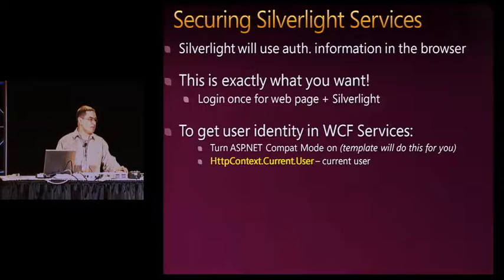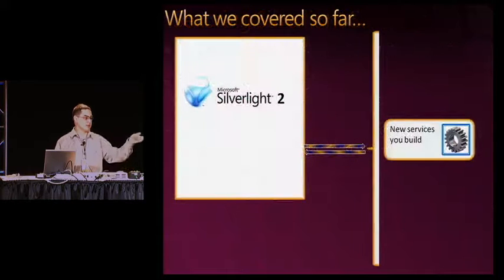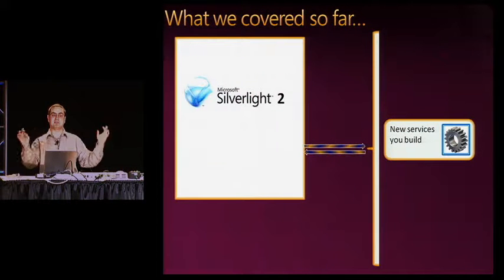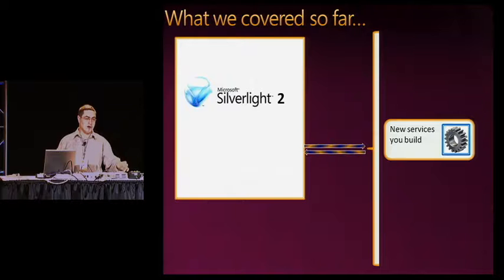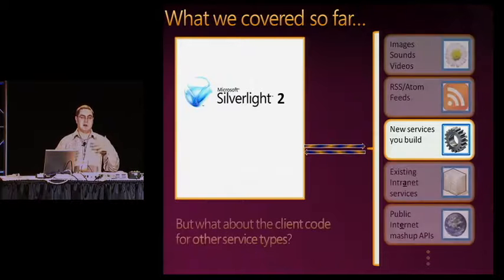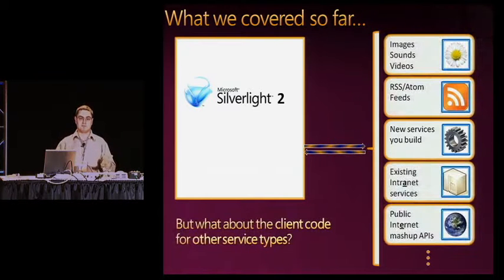And so we talked about securing services. We talked about creating them. So we basically covered that whole basic scenario end to end, which is Silverlight app and a new service that you create. But there's all of these other service types out there. And the question still remains, what does the client-side code look like to consume all of these other different types of services?